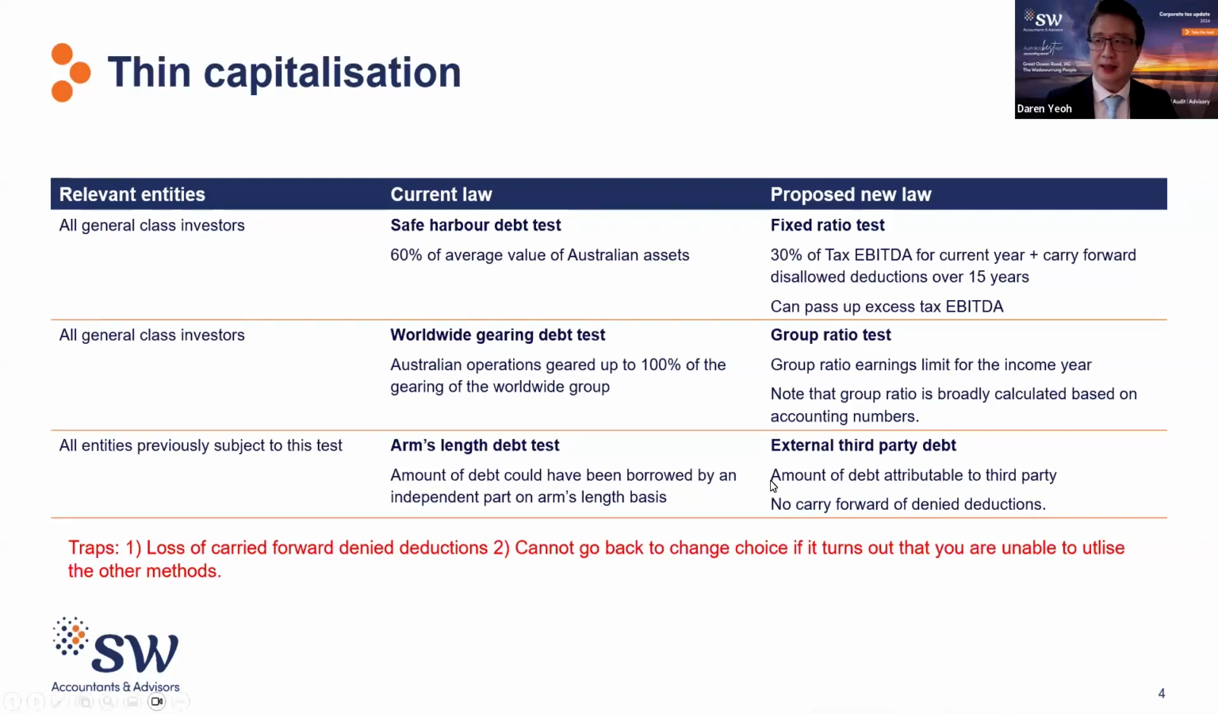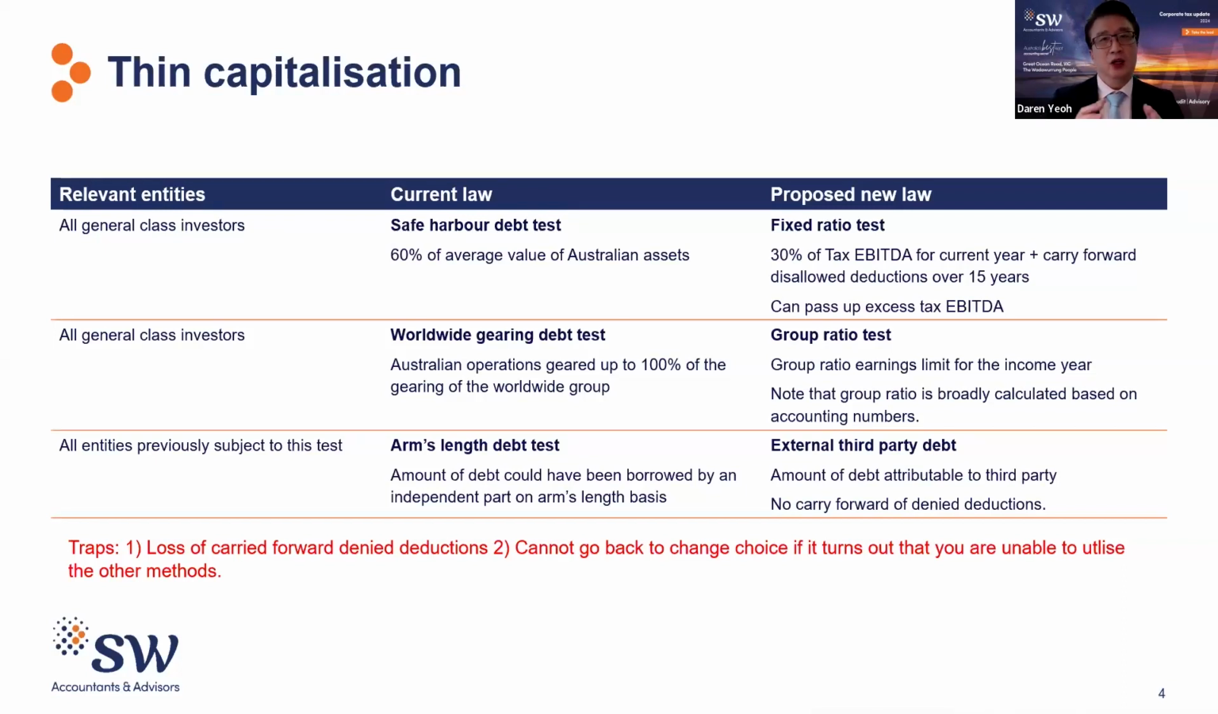Secondly, the group ratio test, for example, is an irrevocable test, the same with the external third-party debt test. What that means is that if you wrongly applied that test or did not meet the condition of that test, you cannot go back and use the fixed ratio test. There are some limited discretions allowed for the commissioner, but I wouldn't rely on that. So potentially, you could be denied part of or all of your interest deductions. So that test is irrevocable.